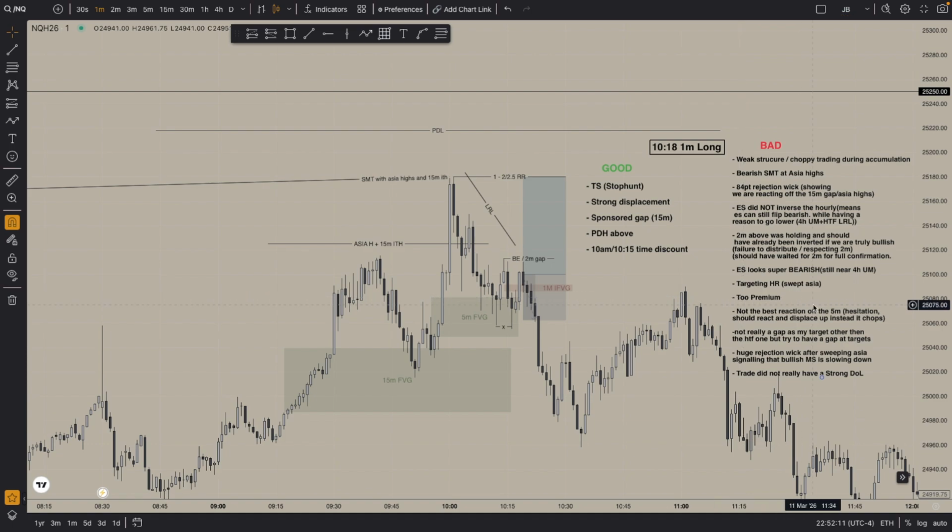We also didn't have the best reaction off the 5 minute. As you can see, we're just chopping around here. It should just be like one candle up and inverse that 2 minute, and that would have been better. But instead, we chop around here for multiple 2 minute and 1 minute candles. So it's just not really good to be trying to long from a gap that doesn't really hold any significance.